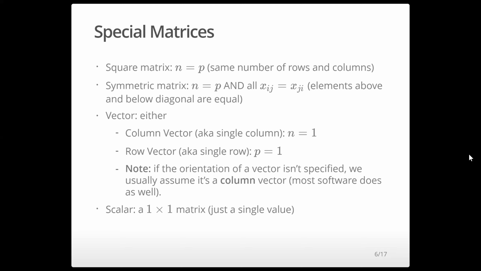A vector is a special matrix that has either one column or one row. A vector usually refers to a column vector, and a row vector would be called specifically a row vector. And this is how most software treats it. If you just call something a vector, it's usually treated as a column. You have to specify that it's a row vector if you want it to be treated as a row. And then there's a scalar, which is just a single value.